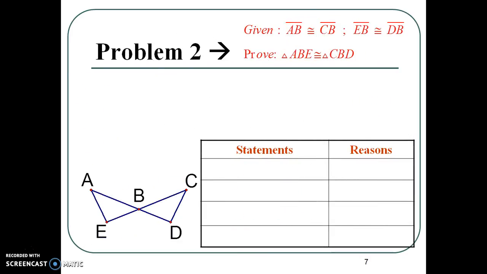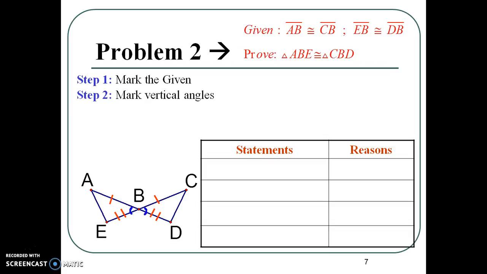Let's try another one. Given line AB is congruent to line CB, line EB is congruent to line DB, prove that triangle ABE is congruent to triangle CBD. First, we take care of what is given. We mark EB and DB, and we mark AB and CB. So those two pairs of sides are congruent. Now we have vertical angles. Vertical angles being the angles directly across from each other in two intersecting lines. So this angle and this angle.